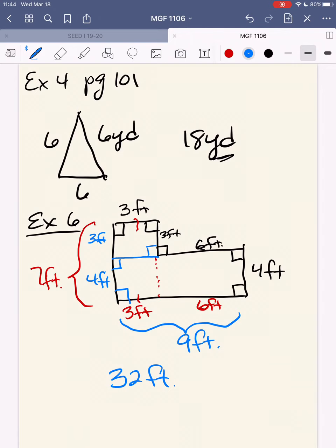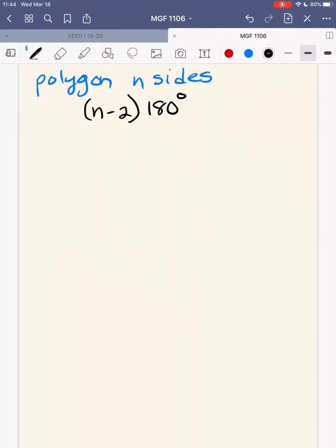The last section here that we got involves polygon angles. I'm going to do tessellations in a separate video, but I want to look at the angles, some of the measures of the angles of an n-sided polygon. So for any polygon with n sides, I have a formula that says if I take my number of sides, subtract 2, and multiply that by 180 degrees, that'll give me the sum of all my measures.